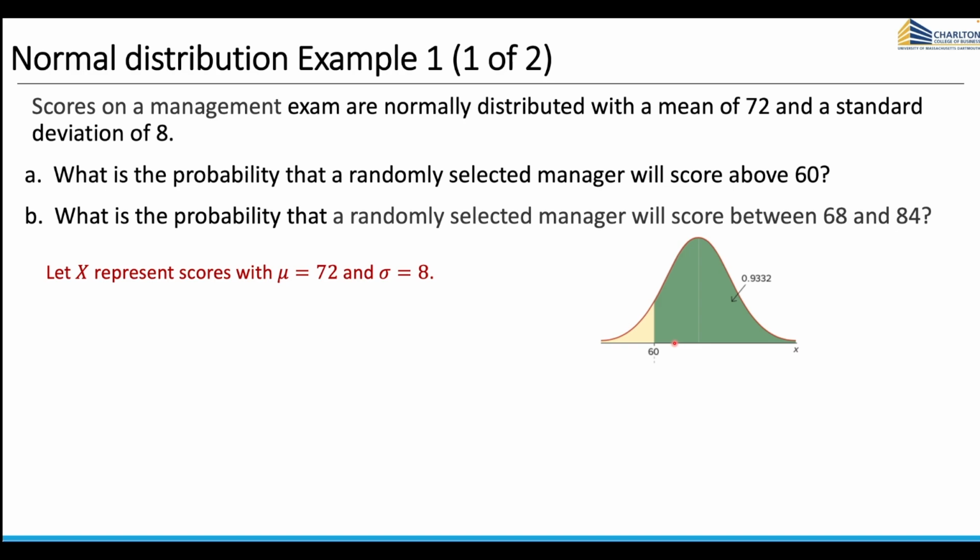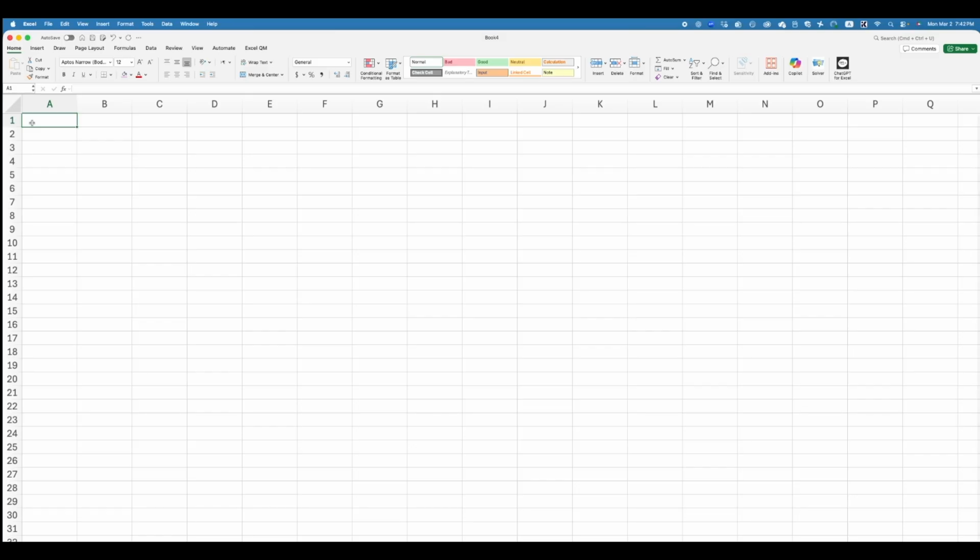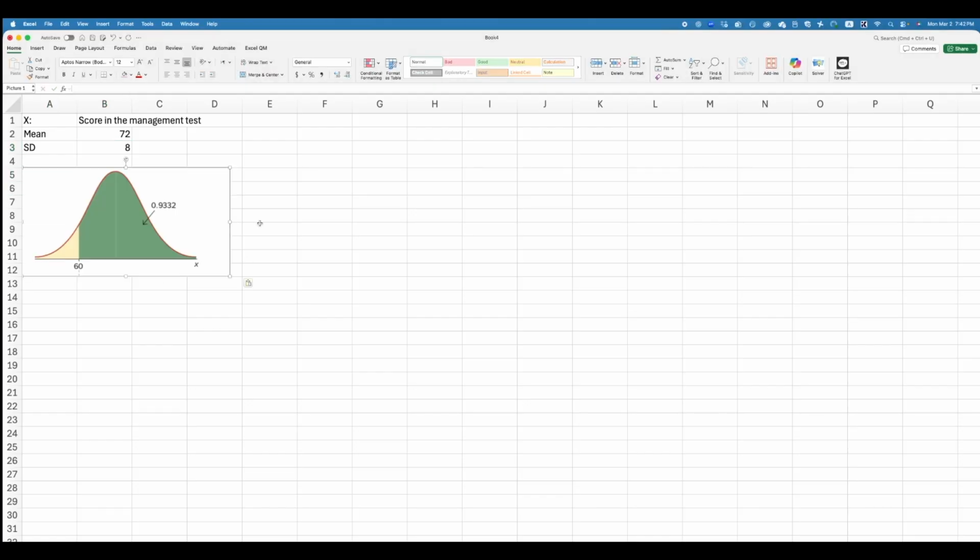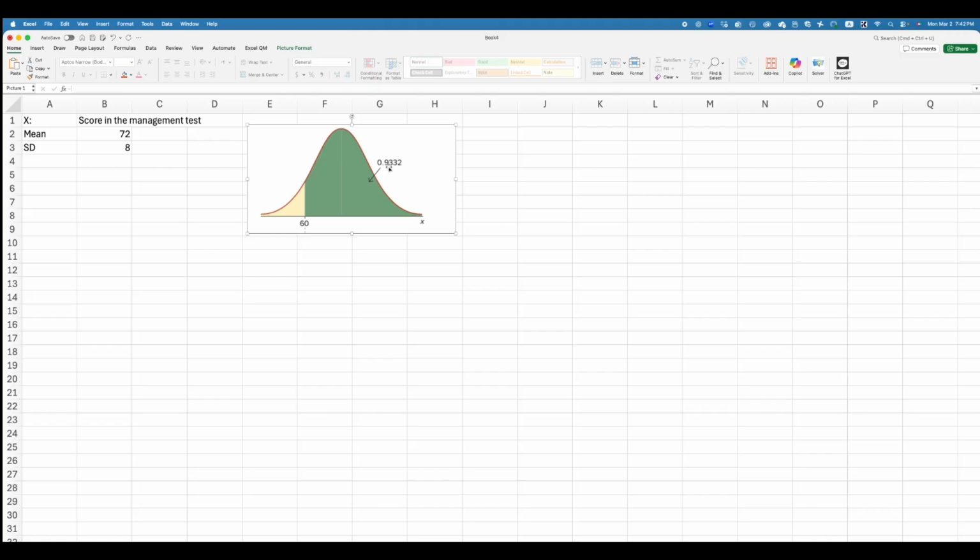Now let's address this in Excel. First of all, we need to define X as the score in the management test. Then we also need to identify the mean, given to us as 72, and for the standard deviation I will go with SD as 8. This is the area I'm looking for. Let's see if we can get the same number.